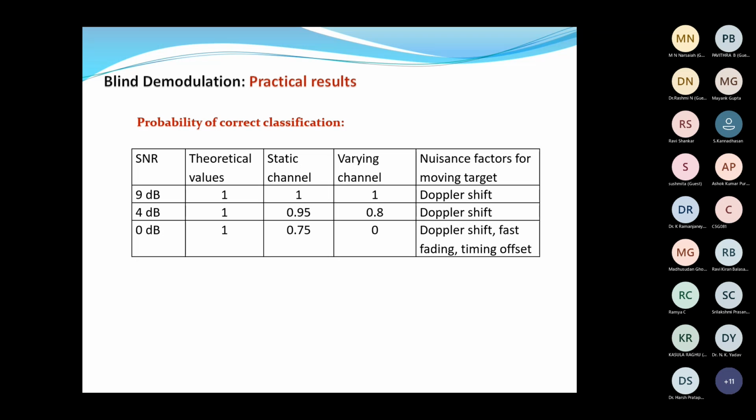Now, bring down the signal to noise ratio to 0 dB. Here we see that the theoretical value is again 1. Static channel still deteriorated to 0.75, and varying channel is not giving any result. It is, in fact, not able to determine the modulation. So here we have seen the attribution of Doppler shift, fast fading, timing offset, and various other unknown aspects, which has resulted in such a difference between theoretical values and the practically achieved values.